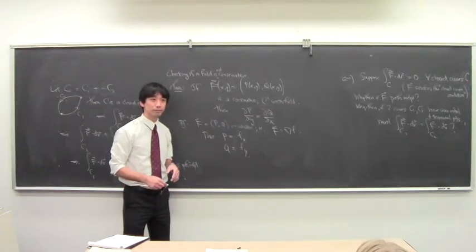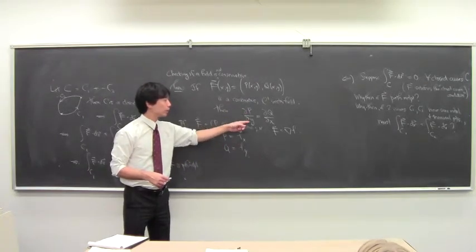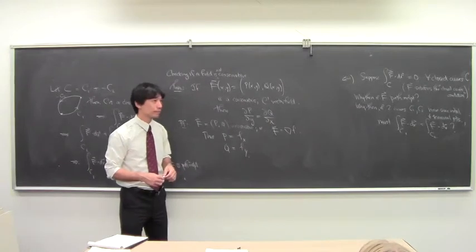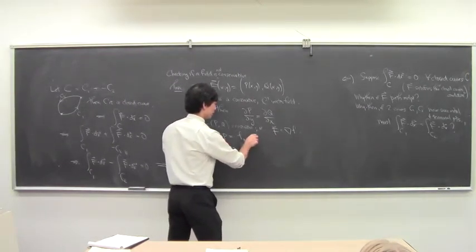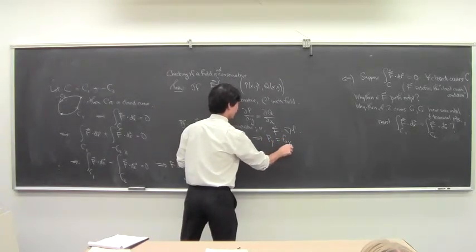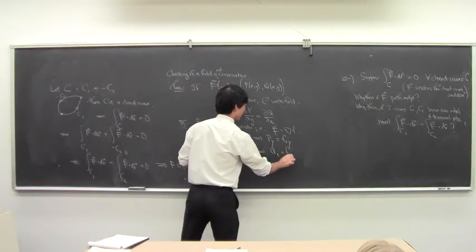And then what? P's partial with respect to y, and if you do that with respect to the next one, so xy and yx. P's partial with respect to y is going to be f_xy. Q's partial with respect to x is going to be f_yx.